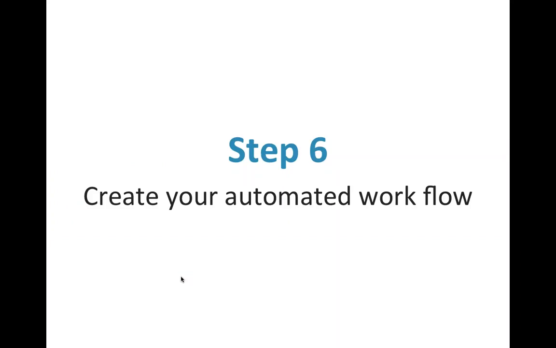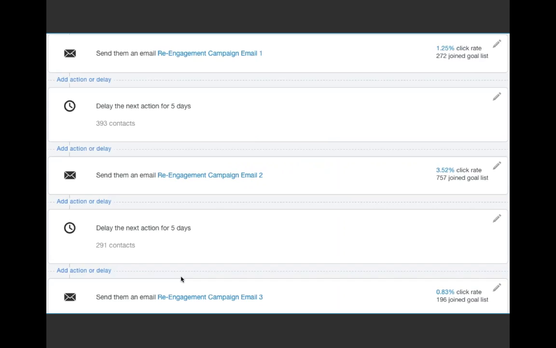Step 6 is to actually create that automated workflow. So let's look at what that looked like for us. Anybody that meets that criteria that I just showed you will enter this workflow where they receive email number 1. We inputted a delay of 5 days, and then they'll receive email 2, another 5 days, and they receive email 3. These 5 days were based on not wanting to bug the people too much, but wanting to make sure that we're staying in touch. So it takes 10 days from start to finish.